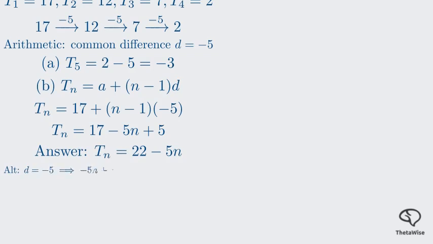Alternatively, since the difference is -5, the rule starts with -5n. If n equals 1, -5 times 1 is -5. To get to 17, we need to add 22.